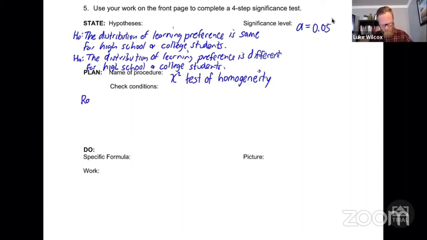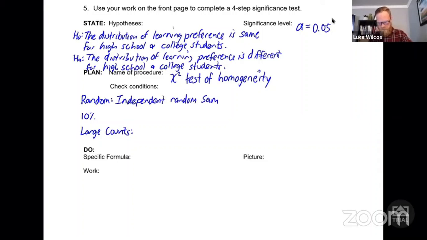We have 3 of them: the random condition, the 10% condition, and the large counts condition. So let me remind you of what each one of those says from yesterday. For the random condition, we need to make sure that we have random samples, actually 2 random samples that are independent here. So we're going to say that we have independent random samples of 40 high school and 60 college students.